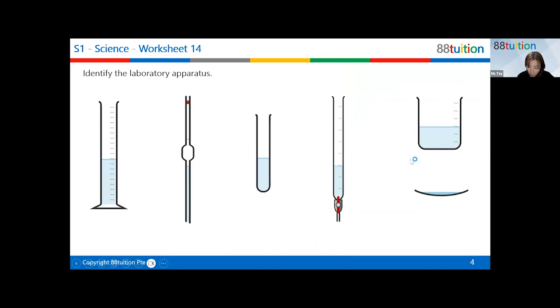Let's go on. I want you to identify the laboratory apparatus. Identify as in you must tell me the name. Starting from the left, what do we have? Maybe we go down the row again. Evan, since you already identified E just now, you did this, measuring cylinder. Thank you. So measuring cylinder. The next one, I want Jared to do it. So yes, this is measuring cylinder. Jared, you can do the next one.